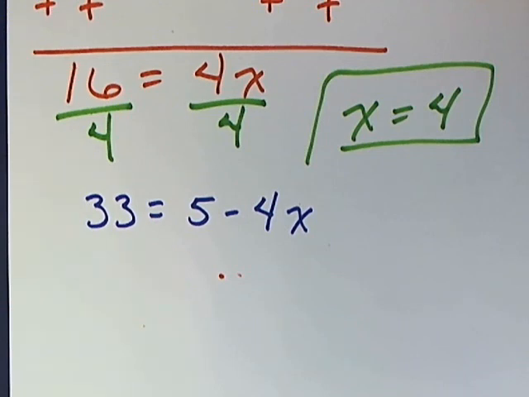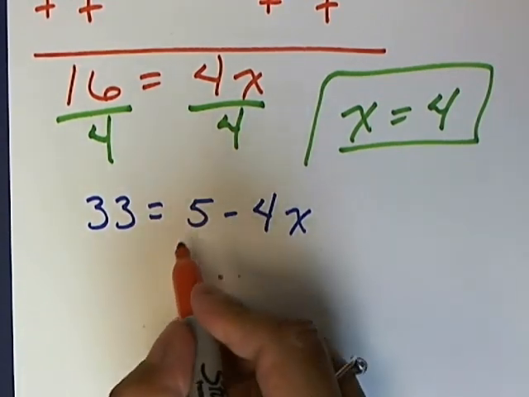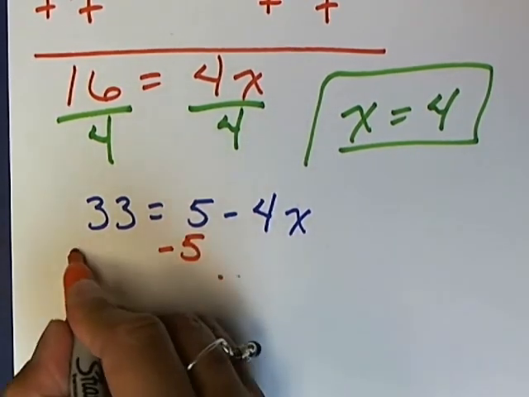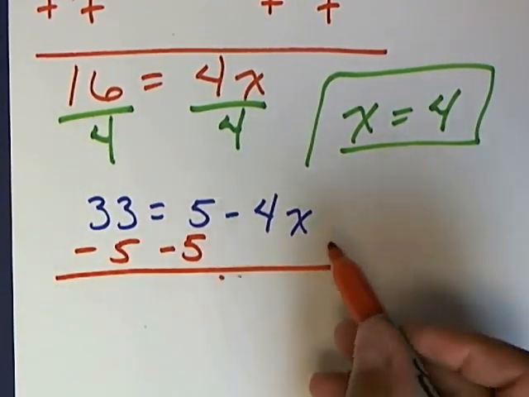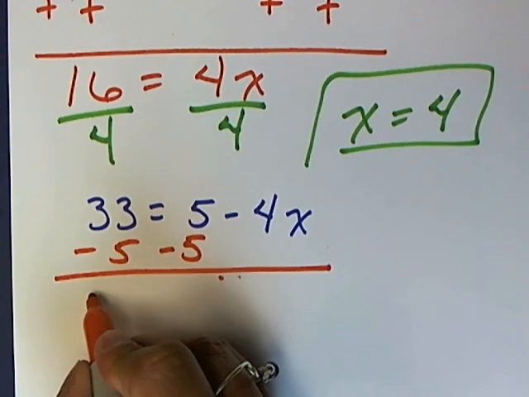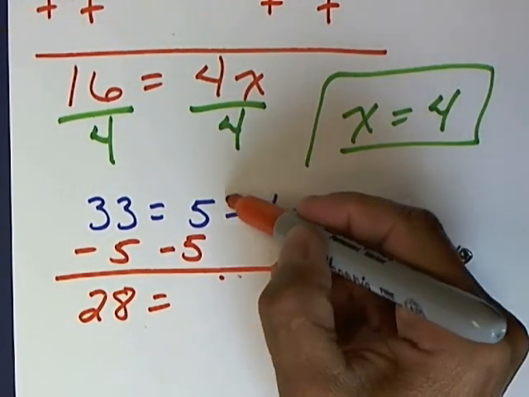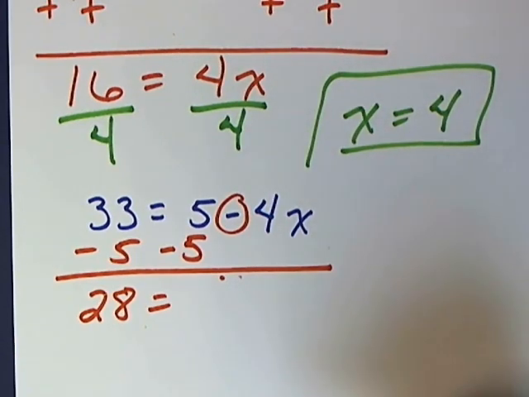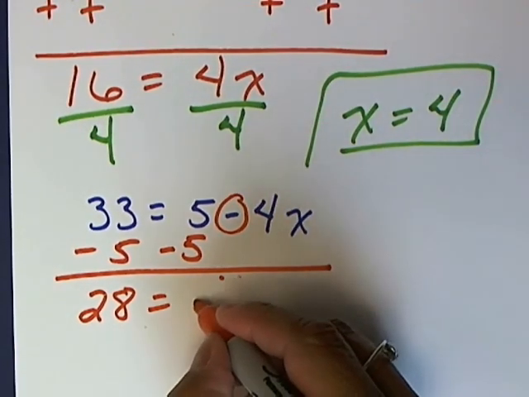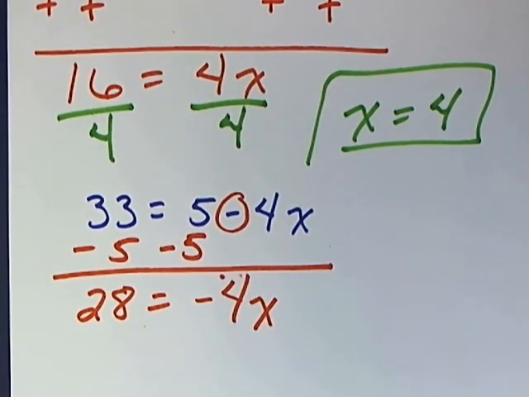All right, to simplify this one, once again, we need to move the 5 first. Now the sign in front of the term goes with the term. So the 5 is actually a positive 5. So to move it on over, I need to subtract 5. Remember, I'm trying to get this term that has the variable by itself. 33 minus 5 is 28. Now here's my other point though. The sign in front of the term goes with the term. So that 4x is a negative 4x. So you need to have that negative sign in there.